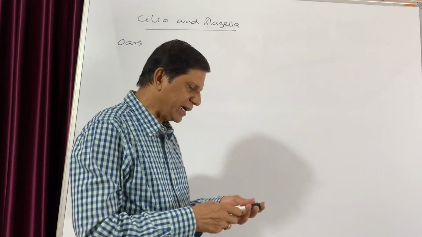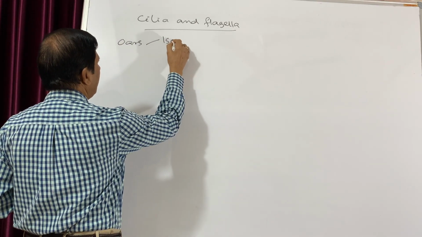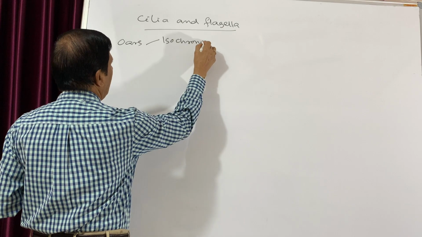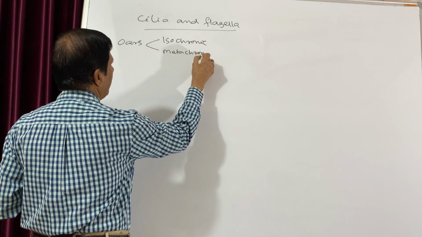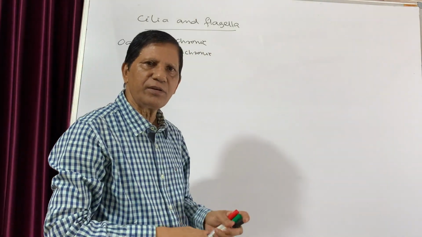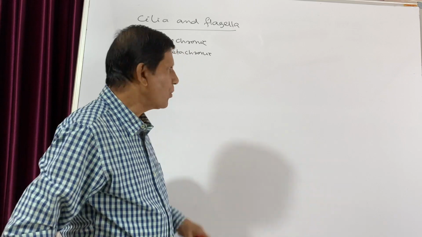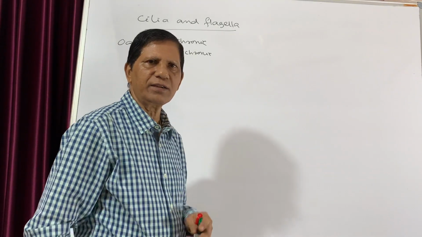That means they may be isochronic or they may be metachronic. In isochronic, all the cilia that are present function simultaneously, while in metachronic, they function alternately, 1, 2, 3, 4, like that.